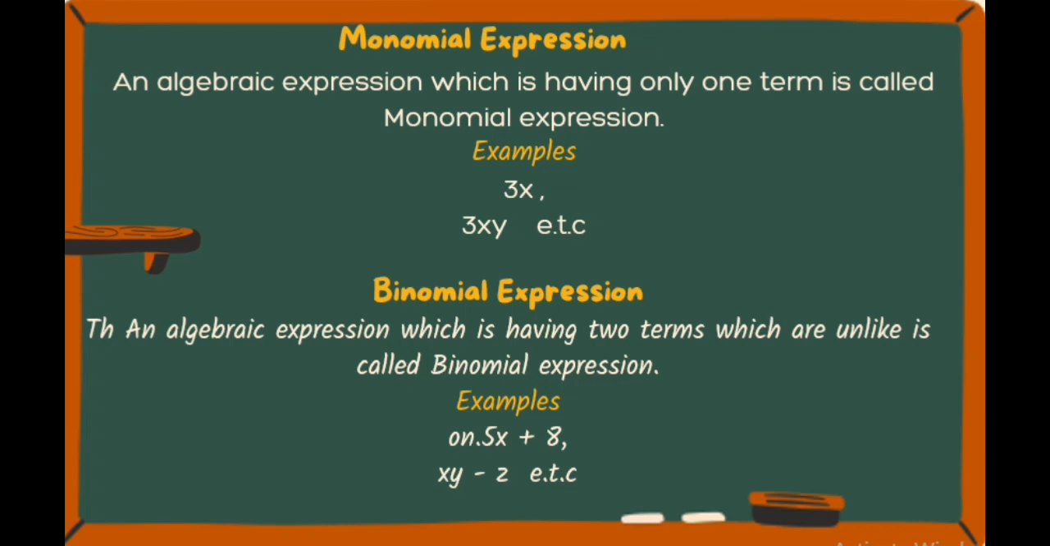Now we also have binomial expression. A binomial expression consists of two different terms which are unlike. For instance, I can have 5x plus 8. Now I have 5x as one term, 8 as another term, joined together by an operation, plus. It makes it two terms, and that is a binomial expression. You can also have xy minus z. That is a binomial expression.